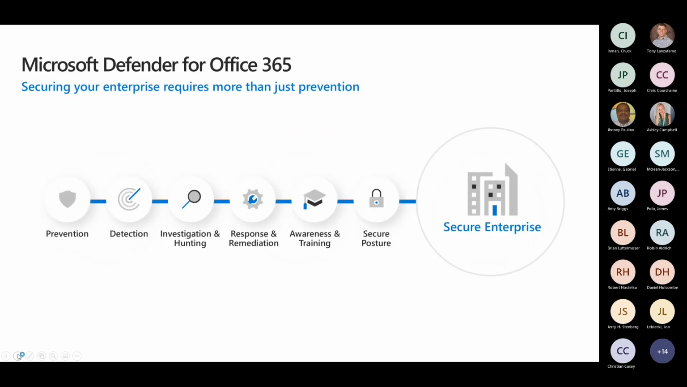So Defender for Office 365 really covers the whole gamut of being able to not only prevent things like malicious emails, attachments, bad links, but also how can I proactively look inside my organization to see are there other things that I need to be aware of? How do I respond to those? Also adding in a component of automation to be able to respond faster.